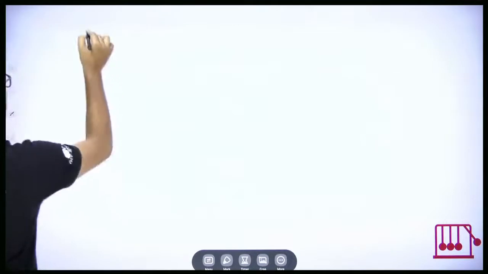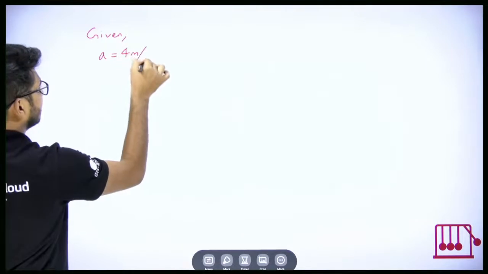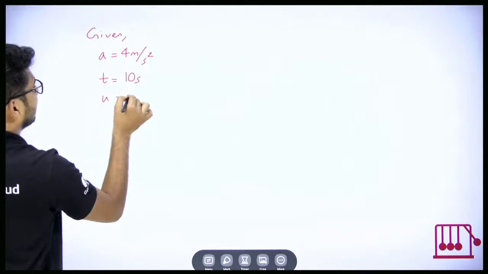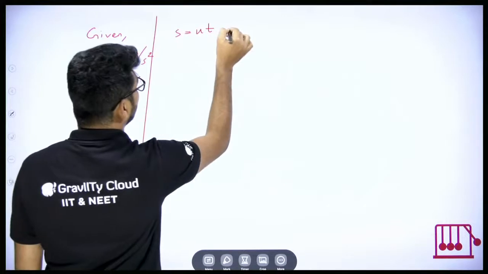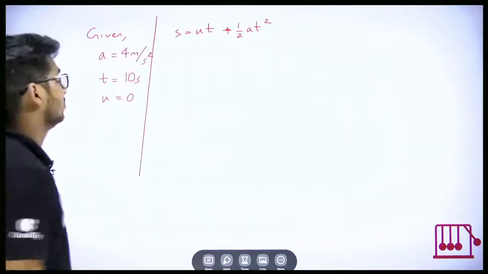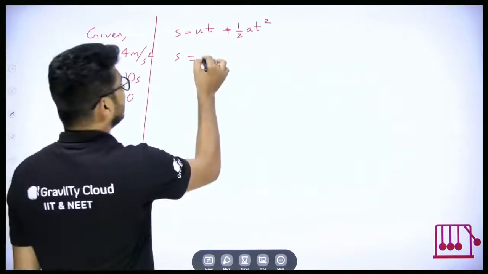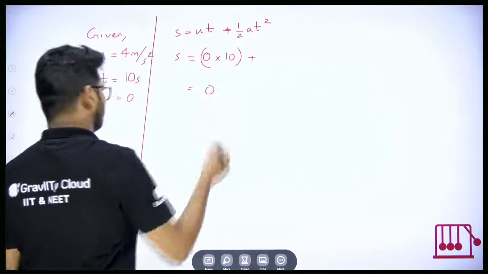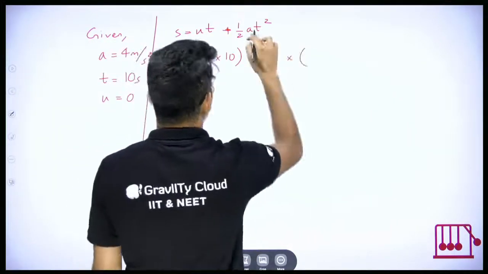This is the given information. I'll again write it down. What was given? Acceleration is given as 4 meters per second square. Time is given as 10 seconds. U is given as 0. Then which equation can we use? S is equal to UT plus half AT square. We have to substitute, so let's substitute. S is equal to, what is U? U is 0. So 0 into 10, time is 10. But 0 into 10, we know what it is, 0. Plus half into, what is acceleration?